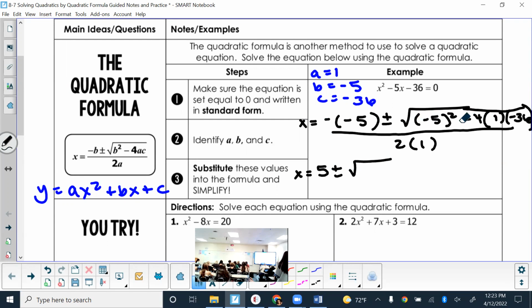We're going to put this whole thing underneath in the calculator. So I'm going to put that in the calculator. That's our discriminant, if you remember from the 8-4 lesson. We'll put that in the calculator. Over 2 times 1, which what's 2 times 1? 2. So now let's put the discriminant in the calculator.